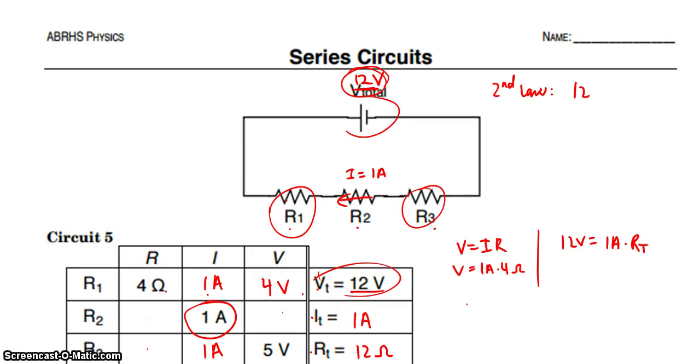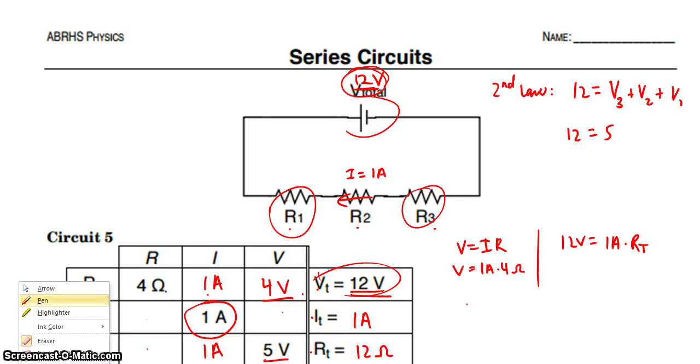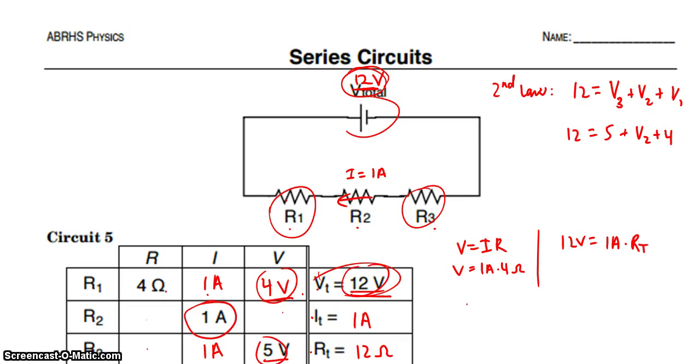12 is what I start with, and I've got to lose that from V3 plus V2 plus V1. Well, I have some of these numbers. I have 12, I have V1, and I have V3. V3 is 5. I'm not sure what V2 is, but V1 is 4. Right? So I can figure out what that last one is. Subtract 5 and 4 from 12. So I get 12 minus 5 minus 4 is equal to V2. And that gives me V2 is equal to 3. So I have 3 volts.